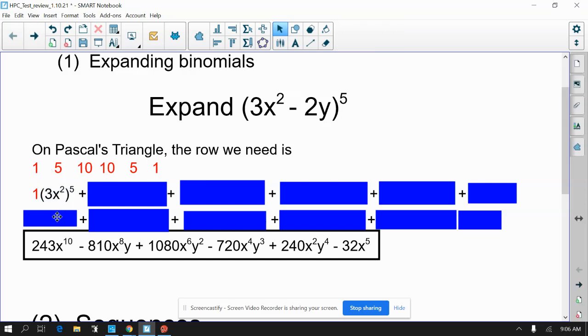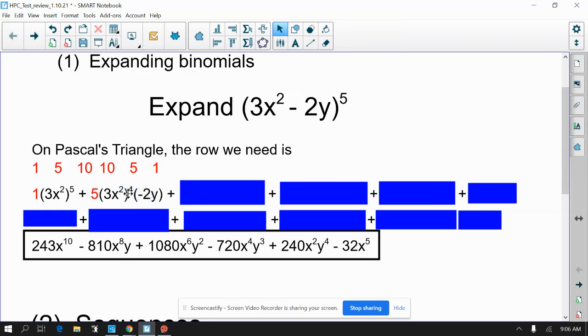The first one is the Pascal number 1 from here times the a term raised to the 5th power. So 3x squared raised to the 5th. And then on and on, this 3x squared is going to get smaller and smaller and smaller. It's going to be 3x to the 4th, and then to the 3rd, to the 2nd, to the 1st, and then it's not even going to be here.